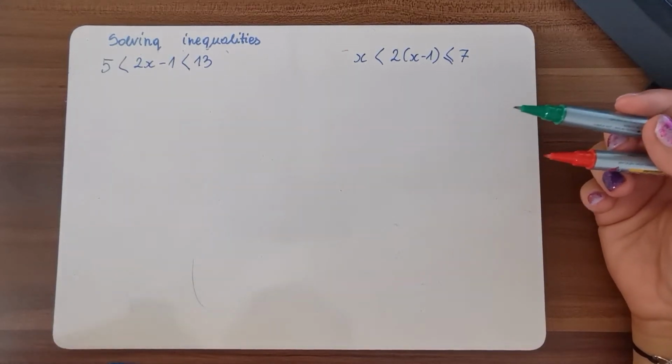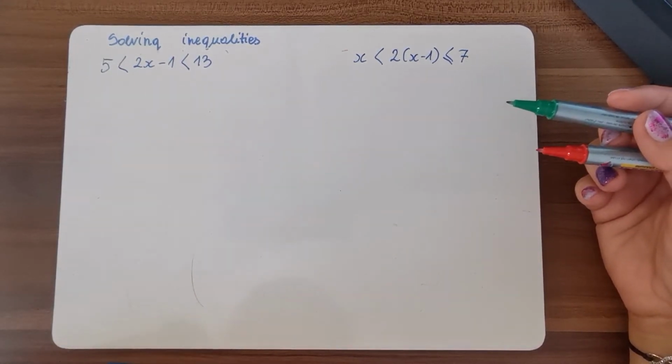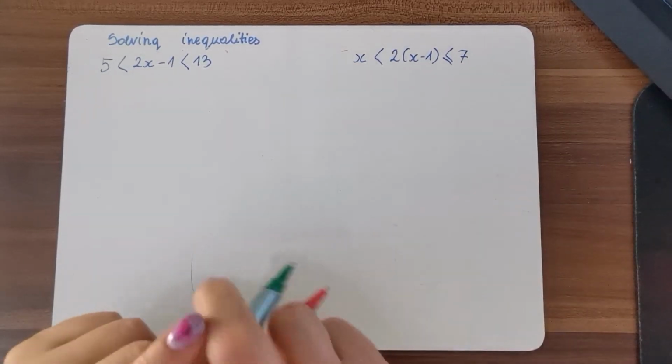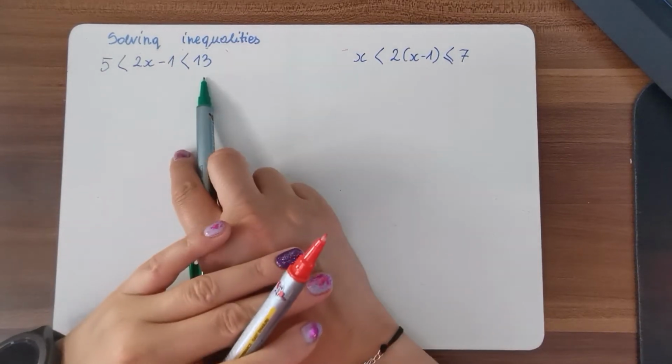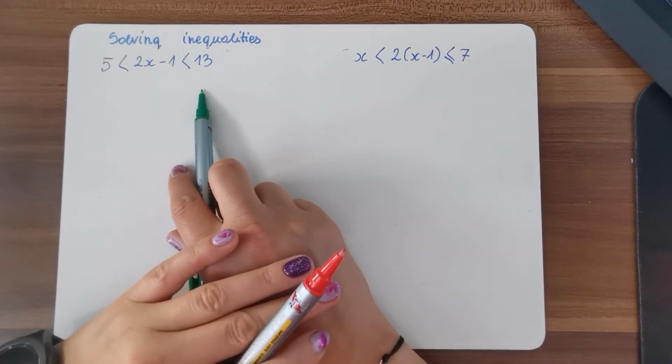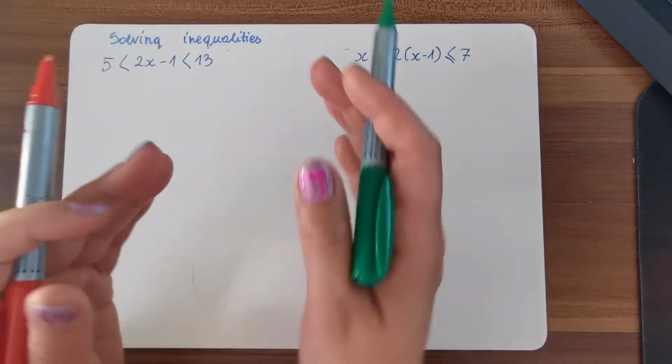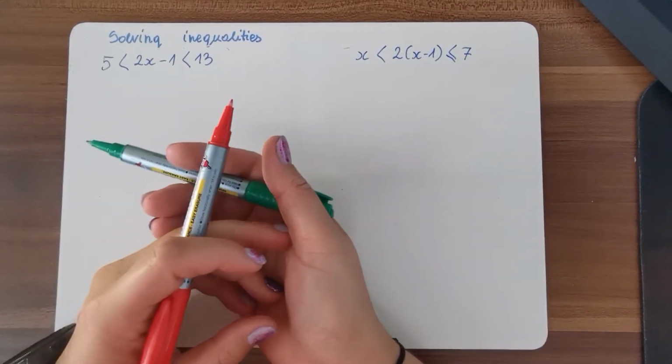Hi guys, today I would like to show you how to solve inequalities with two inequality signs. The first thing we need to do is split our inequality into two separate inequalities. At the end, we will be just joining these inequalities as one.